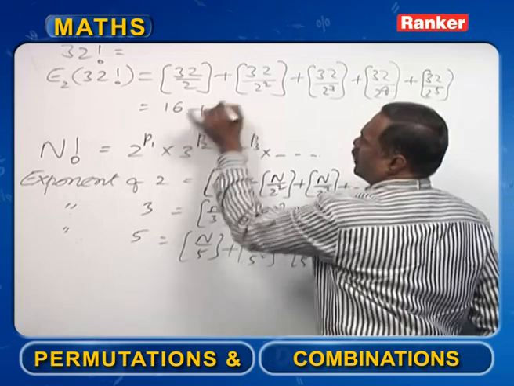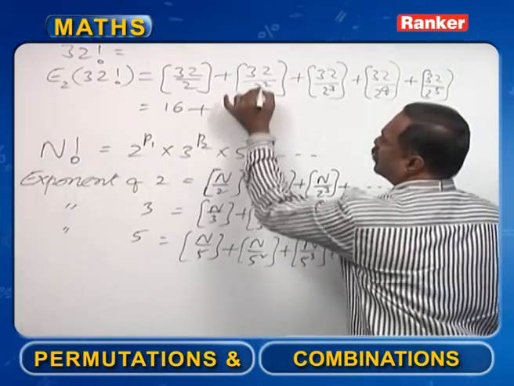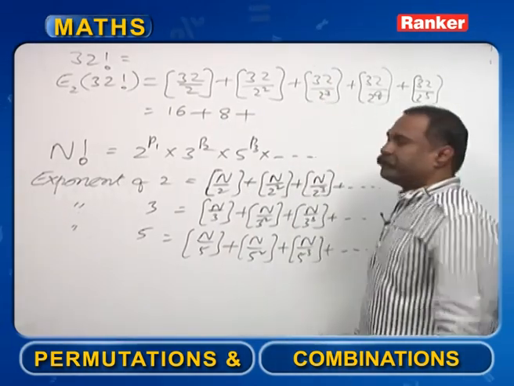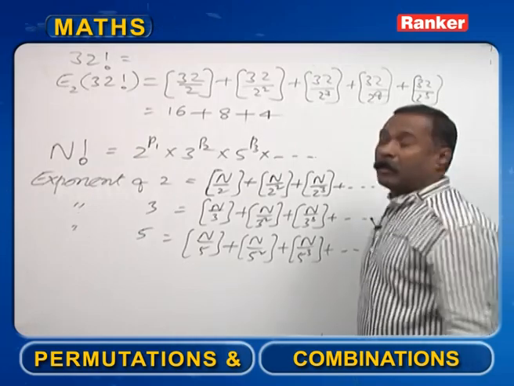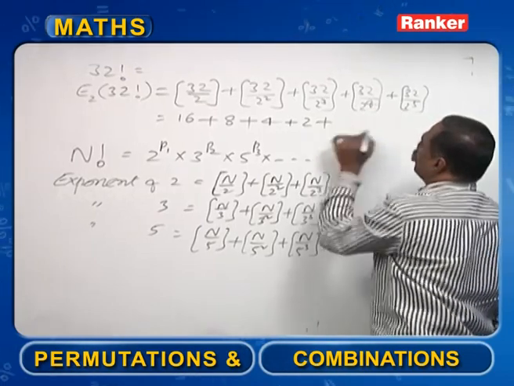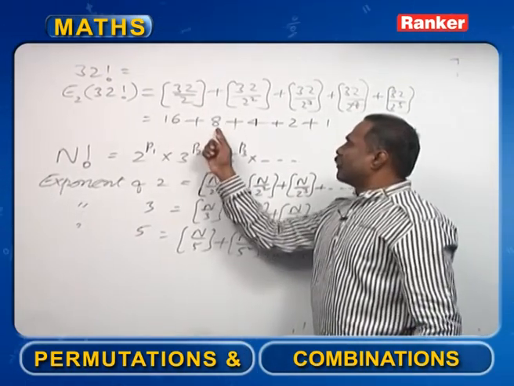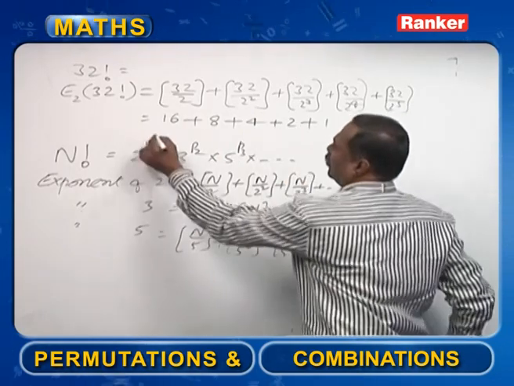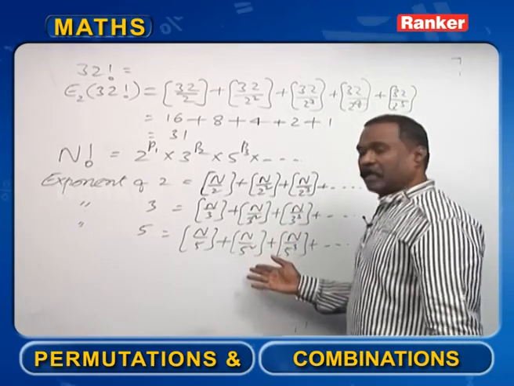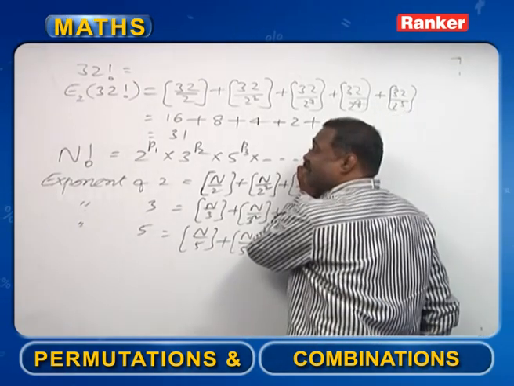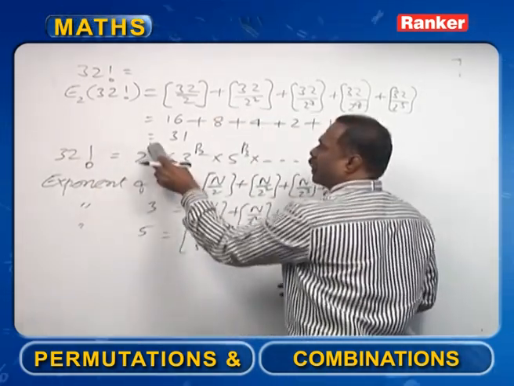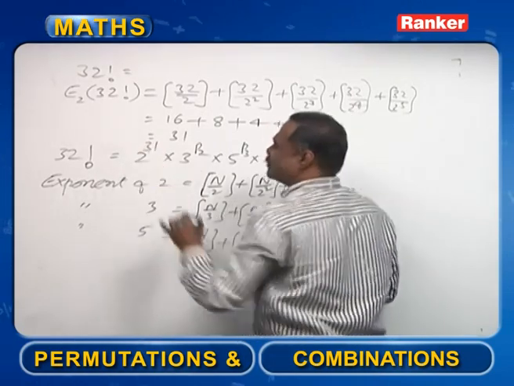Now it is 16 plus 32 by 4, which is 8, plus 32 by 8, which is 4, plus 32 upon 16, which is 2, plus 32 upon 32, which is 1. So 16 plus 8 is 24, plus 4 is 28, plus 3 is 31. The same formula I applied there. So what do you understand here? If you replace n with 32, the power of 2 is nothing but 31.